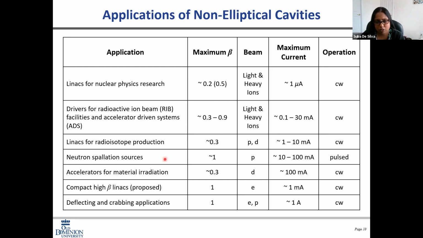and then for neutron spallation sources like the SNS in Oak Ridge, and then for accelerators for material irradiation, and then compact high beta Linacs. These are proposed machines, but we don't have built machines as of yet. But these are ideal for very compact small machines. Again, here we are talking about beta equals 1. And then the final is the deflecting and crabbing, where again the beta is 1, where you can deflect or crab either electrons or protons or even heavy ions.